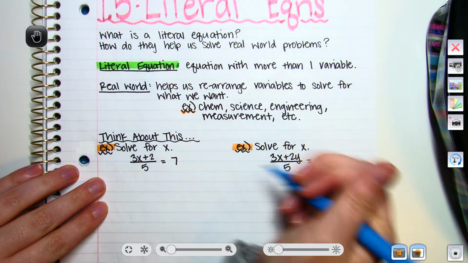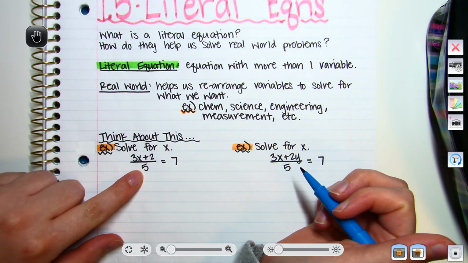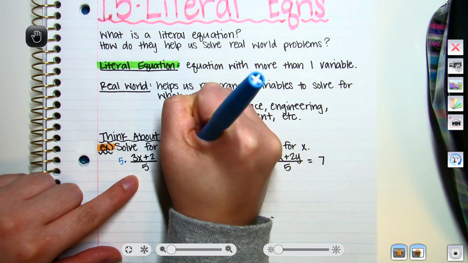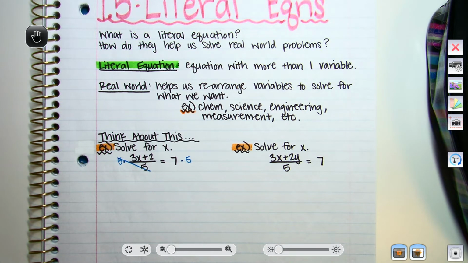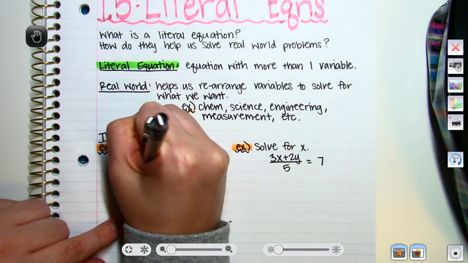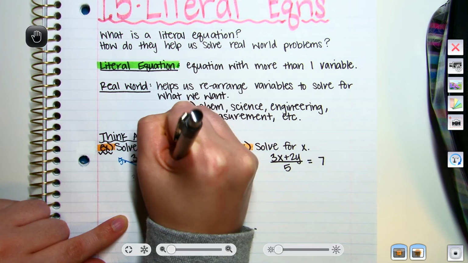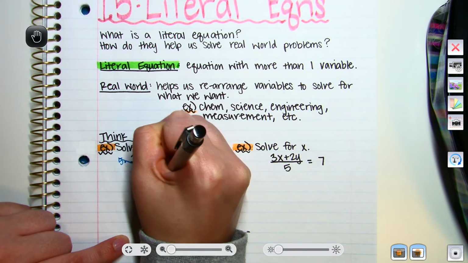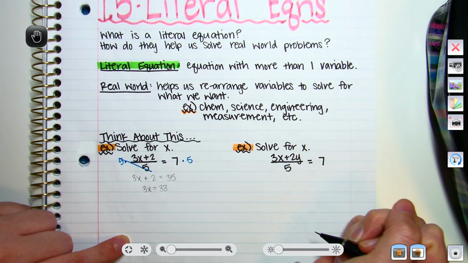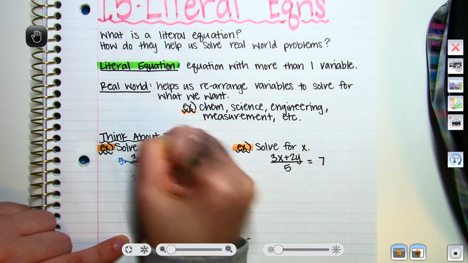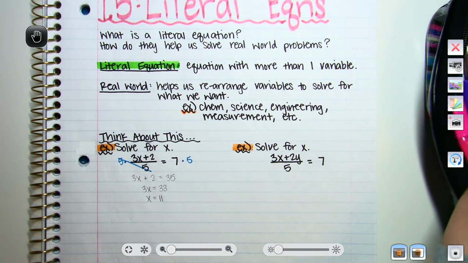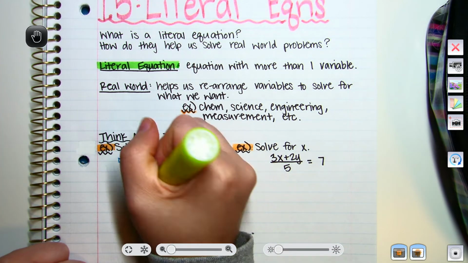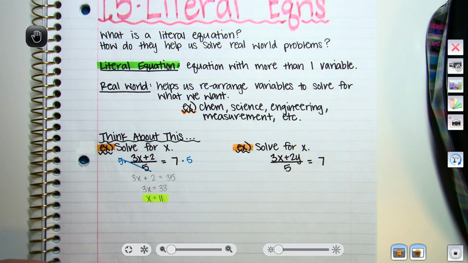The first thing I'm going to do is multiply both sides by 5 so that I can get rid of this denominator. So then I'll have 3x plus 2 equals 35. Then we'll subtract 2 from both sides. And then we'll divide both sides by 3. And if you're not comfortable writing that without the steps of subtracting the 2 and dividing by 3, you can go ahead and write that out.